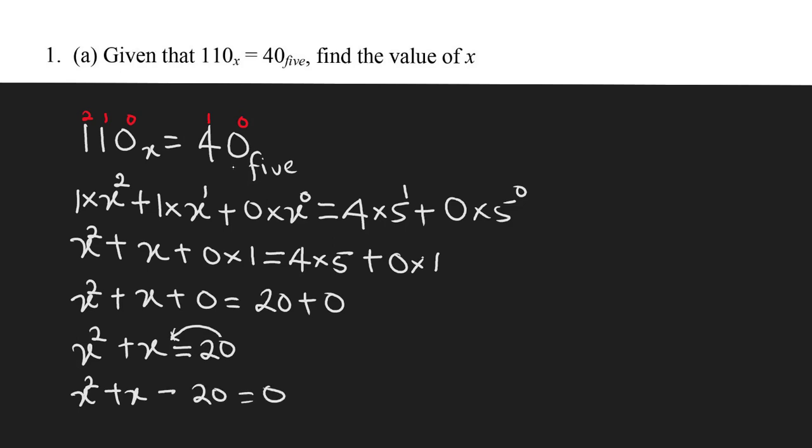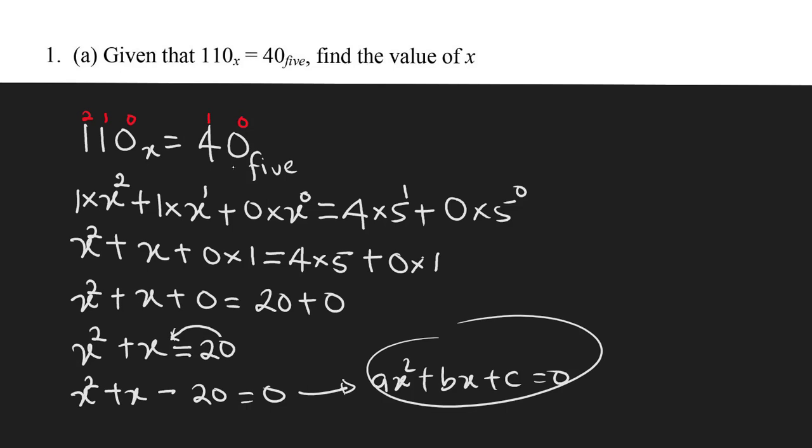So this is a quadratic equation. Why? Because it's in the form of ax squared plus bx plus c equals 0. This is the quadratic equation form, and this expression is exactly in that form. So now we're going to solve the quadratic equation.